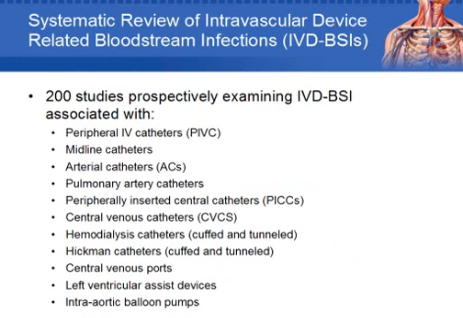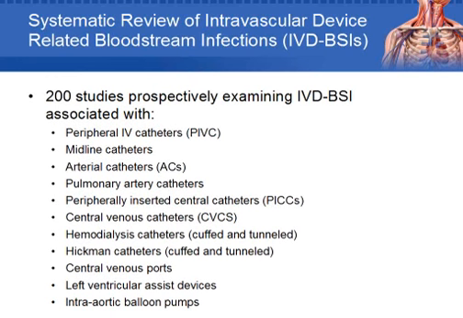But first, to get perspective on the relative risk of bloodstream infection with central venous versus arterial catheters, and in fact all of these different catheters, Dr. Dennis Maki published a study in Mayo Clinic Proceedings in 2006 where he and his colleagues did an exhaustive review of the published literature and identified every study that was prospectively examining intravascular device, or IVD, bloodstream infection, or BSI. This included peripheral IV catheters, midline catheters, arterial catheters, pulmonary artery catheters, peripherally inserted central catheters, central venous catheters, hemodialysis catheters, Hickman catheters, central venous ports, and even left ventricular assist devices and intra-aortic balloon pumps. So this was an exhaustive search of the literature.